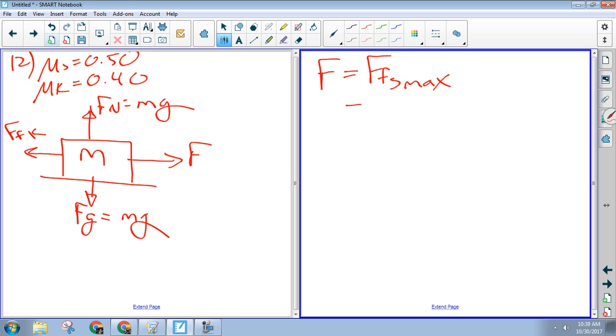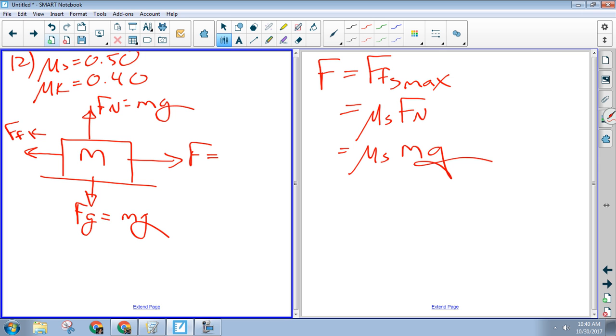So that's equal to our coefficient of static friction times our normal force. Well, that's the coefficient of static friction times mg, right? So let's put that over here on our drawing. That's our coefficient of static friction times mg, right? Good?